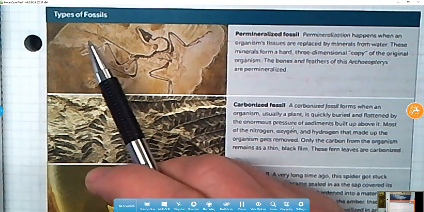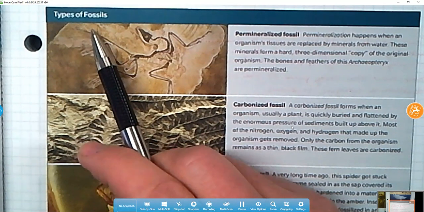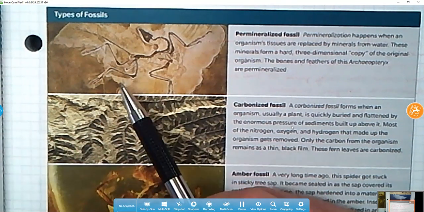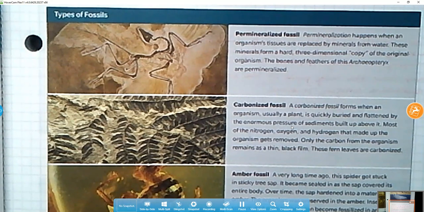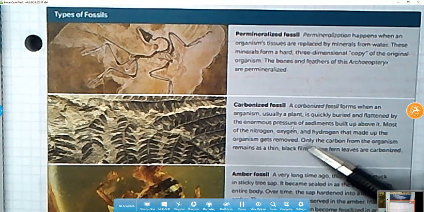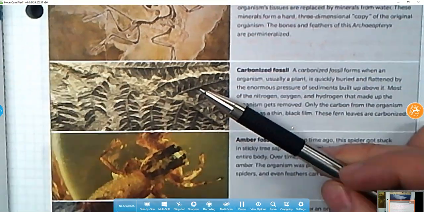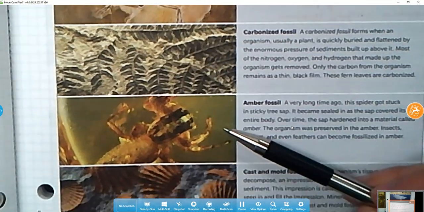You can actually see, if you look really carefully, the pattern of feathers that come off of this. So feathers got imprinted on there. You can have carbonized fossils. Okay, and we're going to show you some of those later too. Amber fossils, so tree sap.